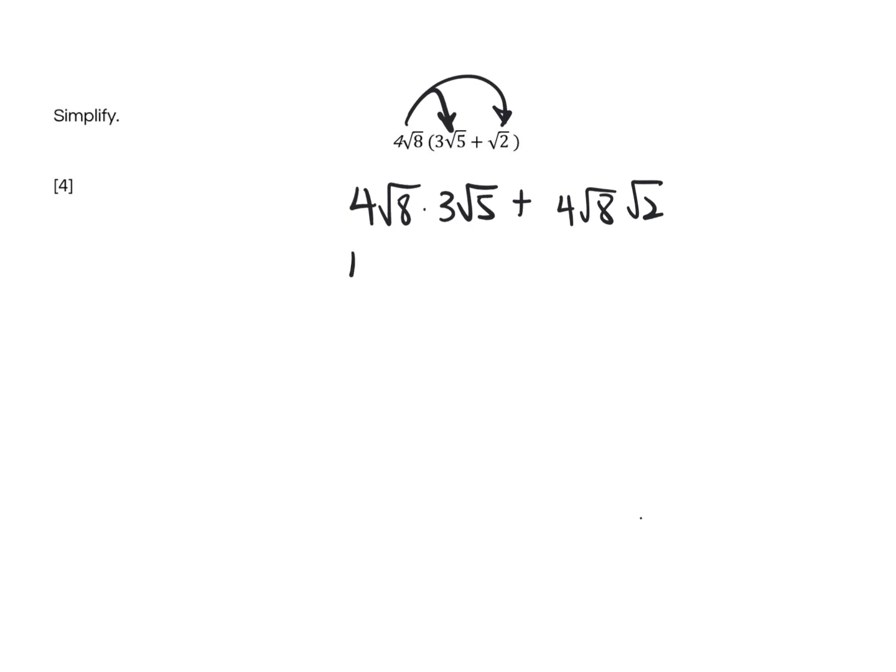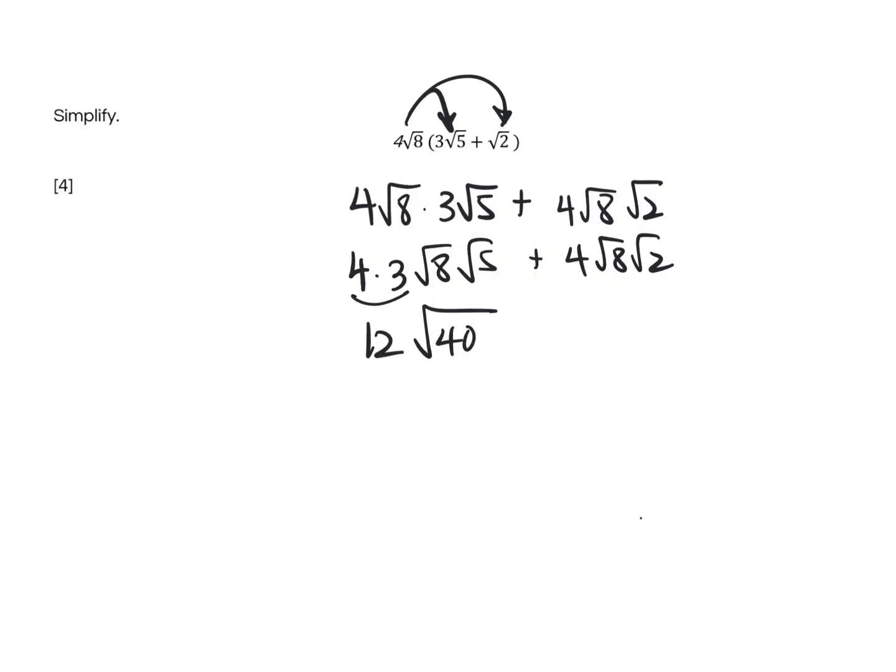So 4 times 3 times root 8 times root 5 plus 4 root 8 root 2. Now I'm going to combine the 4 and the 3 to get 12 and to get root 40 for 8 times 5. And over here I have 4 times root 16. If I can simplify those further, I need to do that.